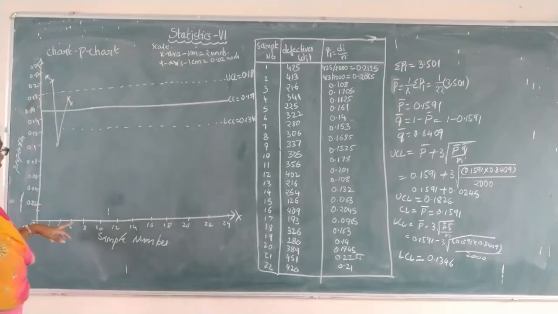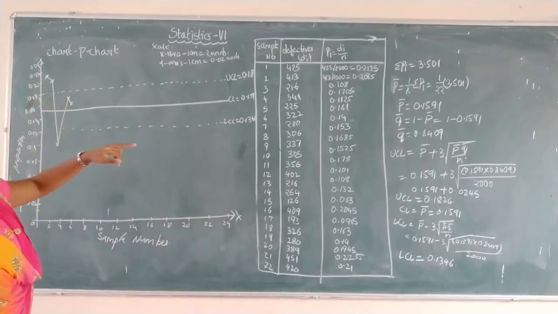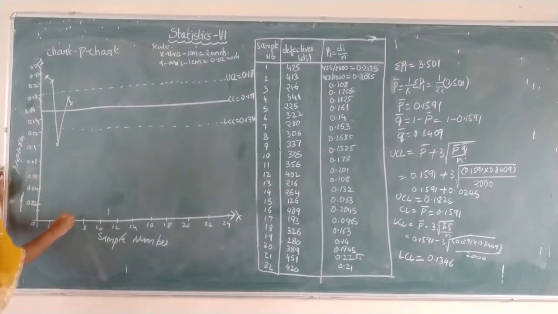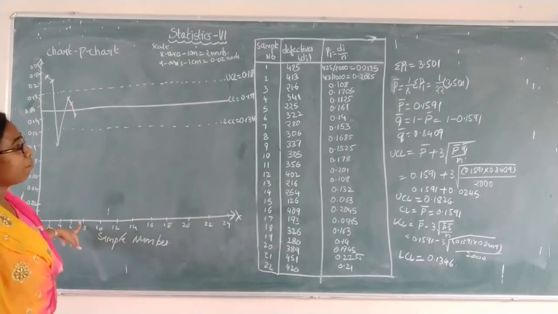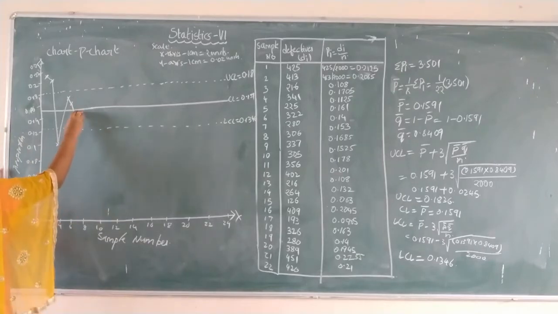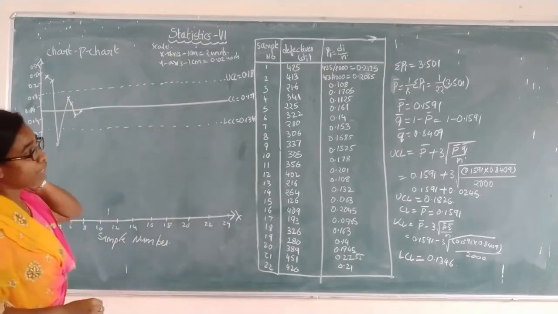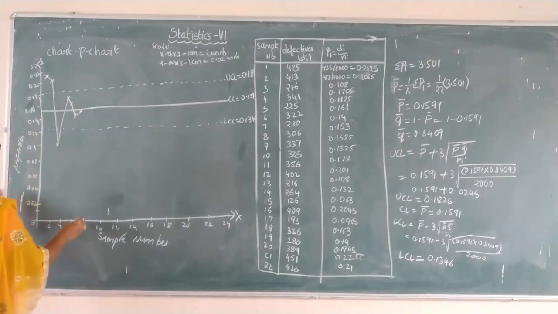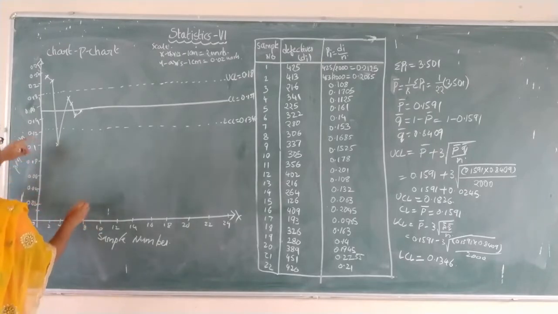Join it. Next, for the sixth sample, the value is 0.14. So 0.14, it is here. Join it. Next, for the seventh sample, the value is 0.15. 0.15 is here. Join it. Next value is 0.16. For the eighth sample, the value is 0.16. Okay, 0.16 only. 0.16 here.